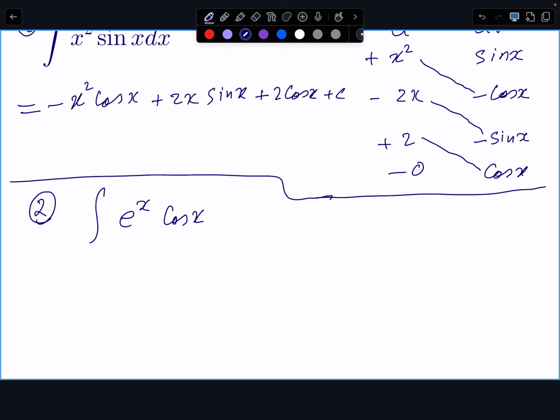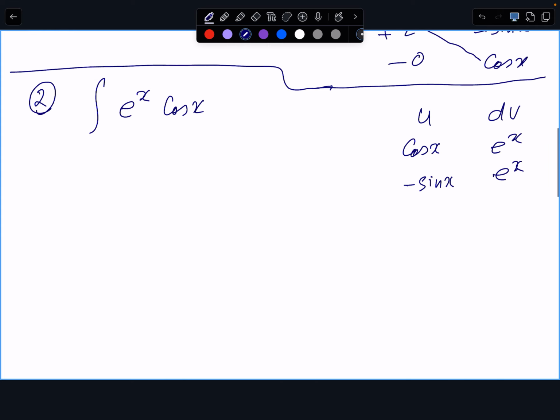So we're going to have u and dv. u is cosine x, that's fine, and dv is e to the x. So the derivative of cosine is minus sine x, and the integral of e to the x is just e to the x. The derivative of sine x is cosine x, but we have a negative sign, so we're going to get negative cosine x.